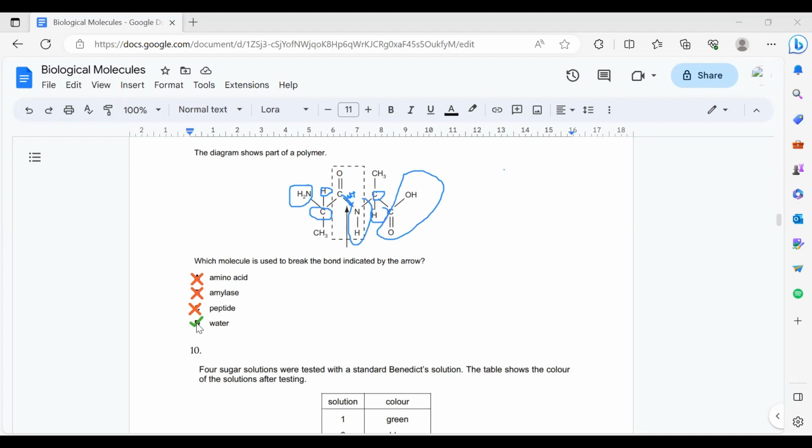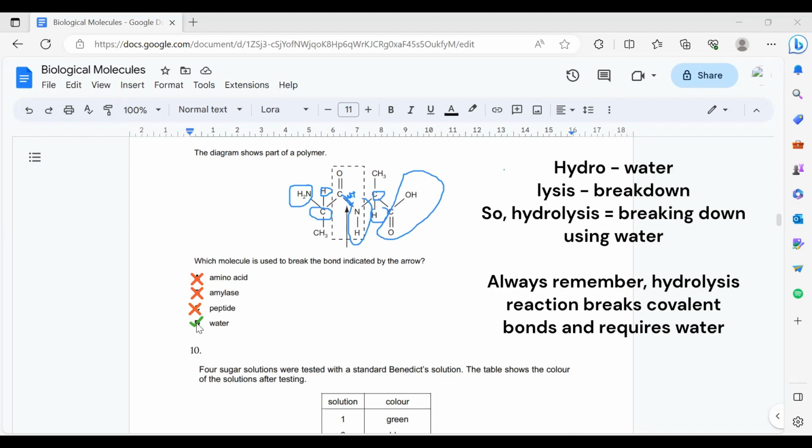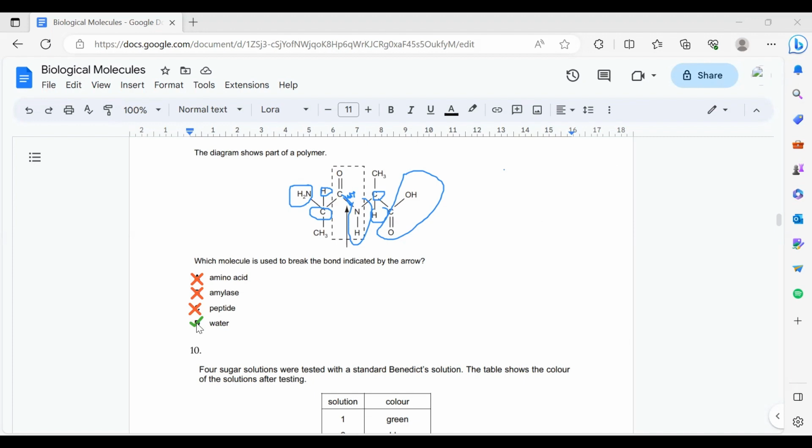In the hydrolysis reaction, the breaking bond releases two amino acids, and this breakdown happens in the presence of water. It is the basis of hydrolysis reaction, and because the word hydrolysis has the part hydro in it, and lysis, hydro means water and lysis means break apart, so hydrolysis is using water to break apart the bond. So that's how you can remember: if there is any reaction like hydrolysis, it uses water to break the covalent bond between monomers. That's your answer for question number 9.